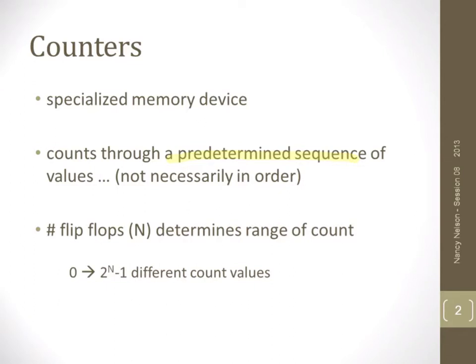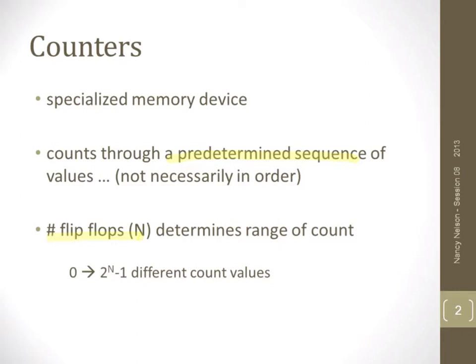Now, as opposed to registers that just store a value for a period of time, these have a predetermined sequence that they're going to work through. The number of flip-flops that are in the counter is going to define what counts are possible. So if we have a 2-bit counter, for example, we have 4 possible outputs, so we can count from 0 to 3. Now we could count 1, 2, 0, 3, or we could count 0, 1, 2, 3, or we could count 3, 2, 1, 0. Any order is fine, but we only have those possible counts.